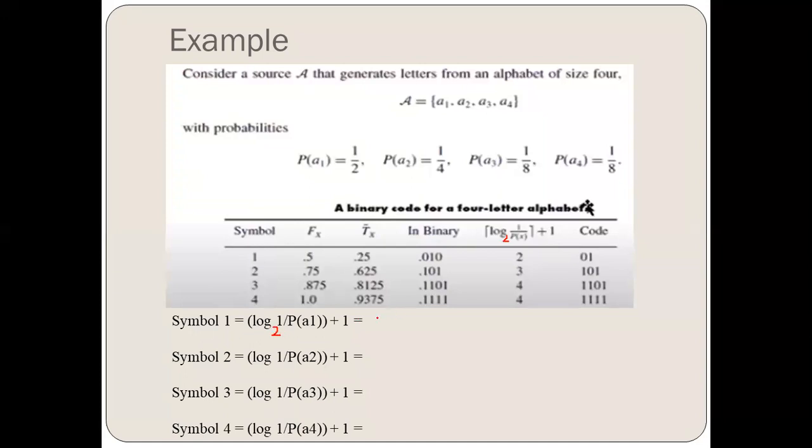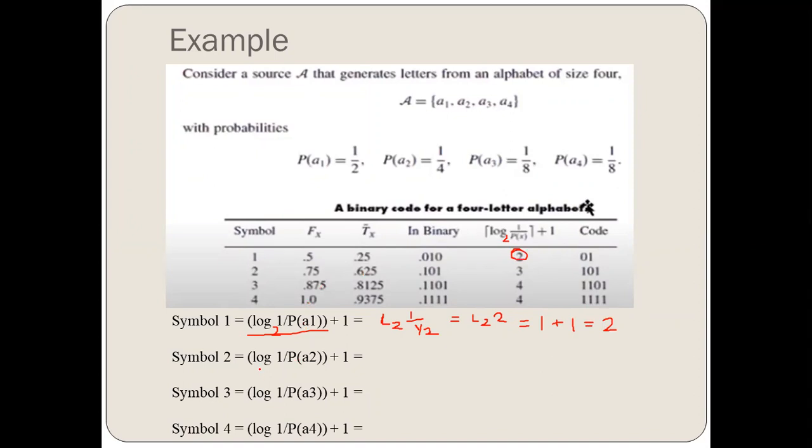So it will be calculated as log base 2 of 1 divided by P(A1), which is half. So it is 1 divided by half, which equals log base 2 of 2. So the answer is 1. Now I have calculated this, I'll add 1 to it. So plus 1, it will be equal to 2. So I have written 2 here.